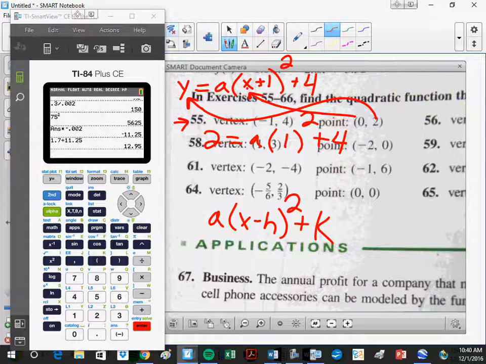How do I solve for A? Subtract the 4. So negative 2 equals A times 1 squared is 1. So in that case, A is negative 2.